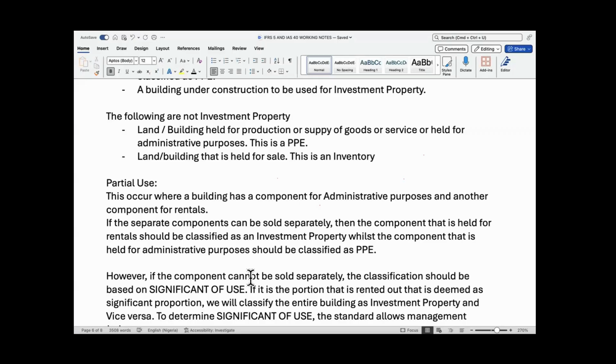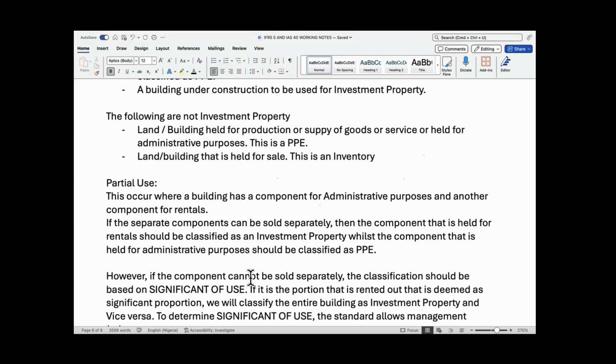Right? So there are some that are impossible because of the structure as it is right now, that you cannot separate it. They are already conjoined together. Maybe you have just a 5-bedroom duplex, and you are now using maybe 2 rooms as your own office. You have now rented out the other rooms to different people.